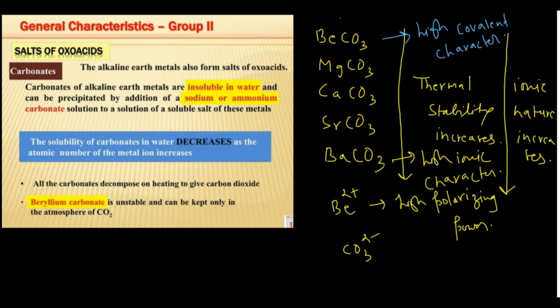Say your beryllium carbonate, right? It actually decomposes somewhere around 100 degrees centigrade or less. When you move to magnesium carbonate, it is thermally stable up to 540 degrees centigrade. Your calcium carbonate is rather more stable, up to 900 degrees centigrade. Your strontium carbonate is stable somewhere around 1290 degrees centigrade. And you know barium carbonate is exceptional. It is thermally stable up to 1360 degrees centigrade.